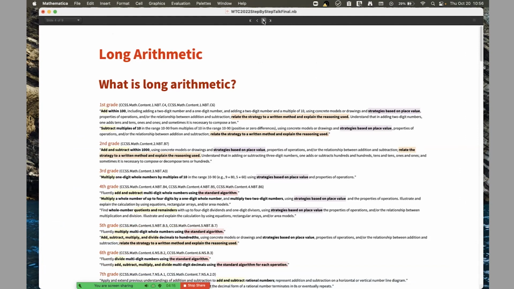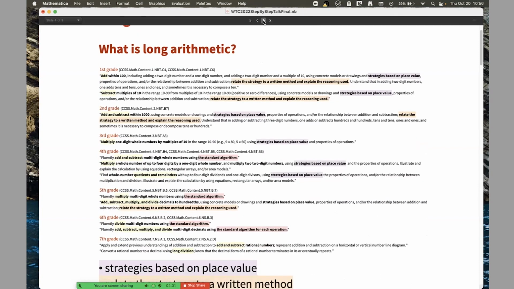Good morning. My name is Anne-Marie, also a member of the Wolfram Alpha math content team. And one of the projects we've been putting a lot of time into over the past year is expanding our steps for long arithmetic. So when we start thinking about what long arithmetic is, one place we can start are the Common Core standards for math.